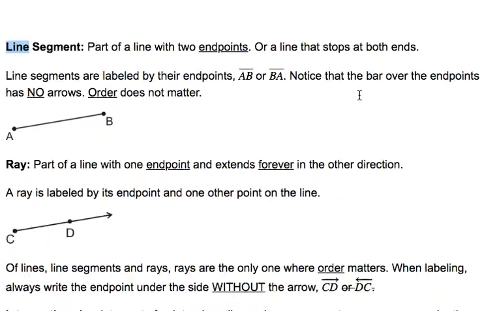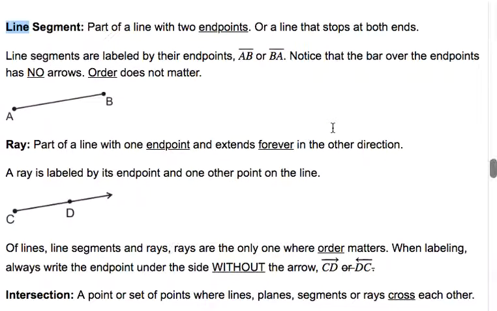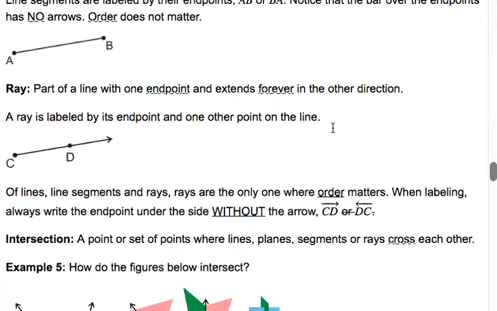so it's defining the same line. Okay. Going on, a ray is a part of a line that has one endpoint, but it extends forever in the other direction. So you can think of this kind of like a ray of sunshine. A ray of sunshine starts at the center of the sun and it goes forever until something obstructs it. But if there were nothing obstructing its path, that ray of sunshine would continue on forever. So a ray is labeled by its endpoint and one other point on the line.